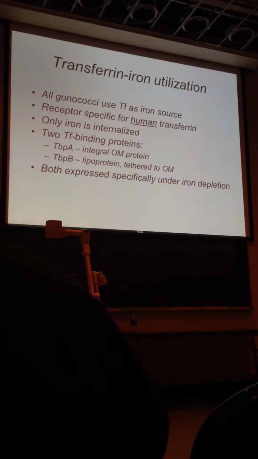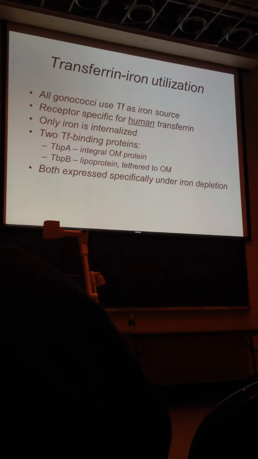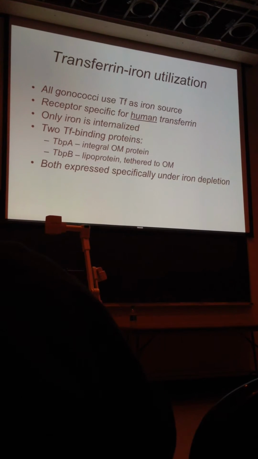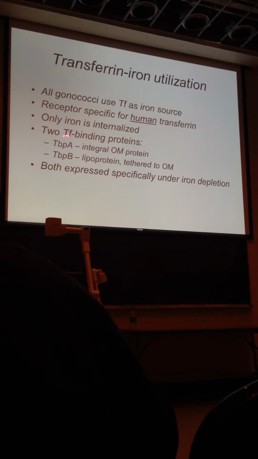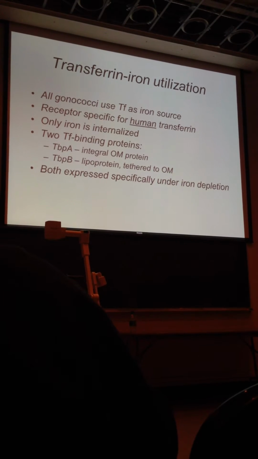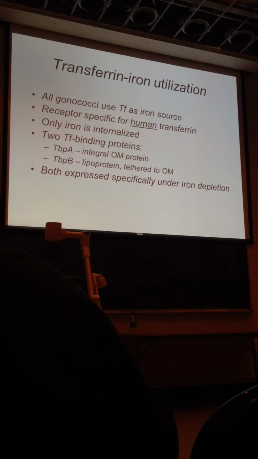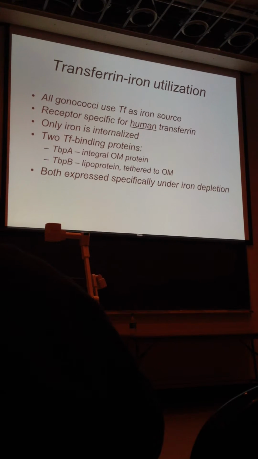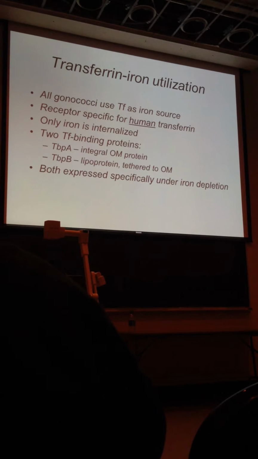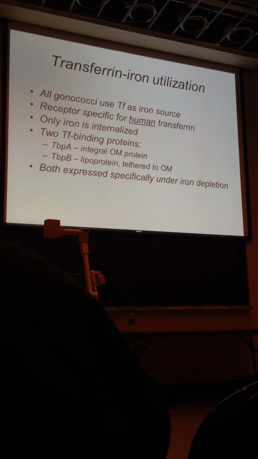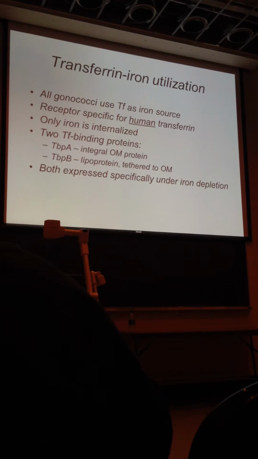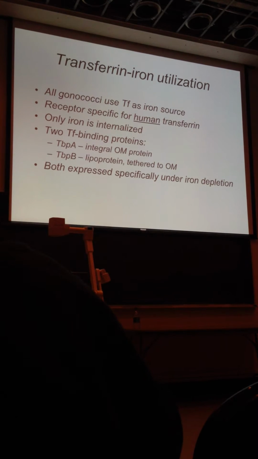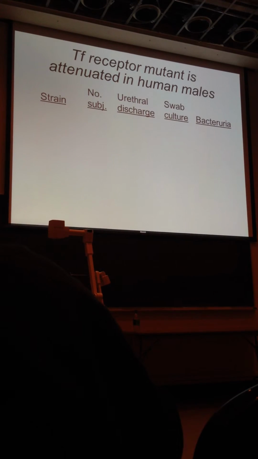And there are two proteins that are involved in this process, and I'm going to give you a lot of molecular detail about these two proteins. They both bind to transferrin individually, independent of one another. There's transferrin binding protein A, which is an integral membrane protein, and I'm going to show you the known structure of that protein in just a minute. And the TbpB protein is a lipoprotein. It's N-terminally modified with palmitate, and that allows it to be tethered to the outer membrane of this gram-negative organism. And both proteins are specifically expressed under conditions of iron depletion. So when iron is low, this system is turned on as a means to acquire iron.